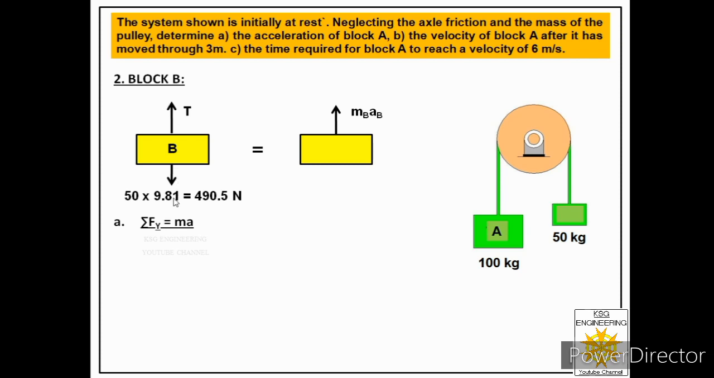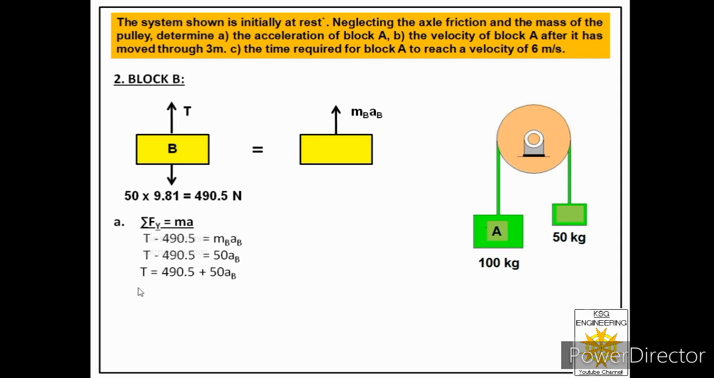So over here, two forces are acting in y direction. We will consider that force as positive which is acting in the direction of motion. So the equation will be T minus 490.5 is equal to mB aB. Now we know the mass of block B is 50 kg, so this equation reduces to T minus 490.5 is equal to 50 aB. So further, T is equal to 490.5 plus 50 aB.